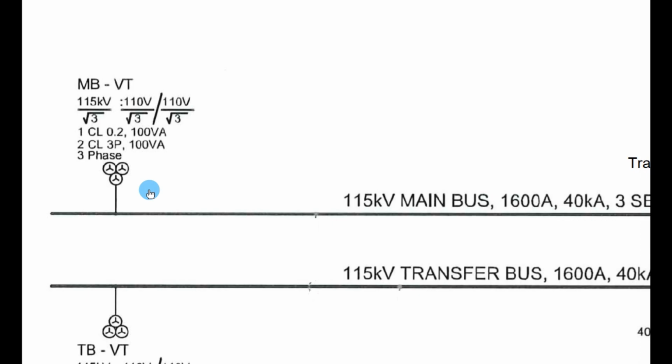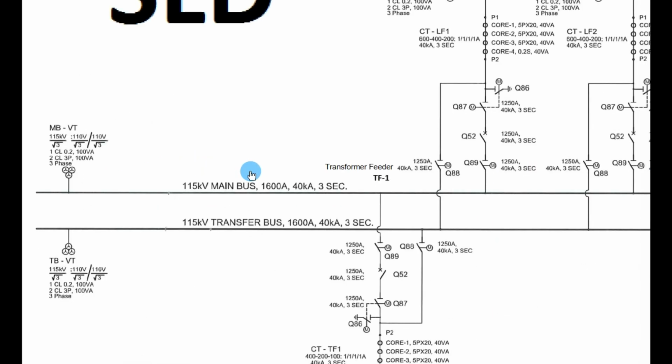If you see this symbol, it denotes a normal VT, and here you can see 0.2 3P. The P in 3P is for protection class and 0.2 is for metering class. So in the VT we are using one core for protection and one for metering. The same applies to the transfer bus.